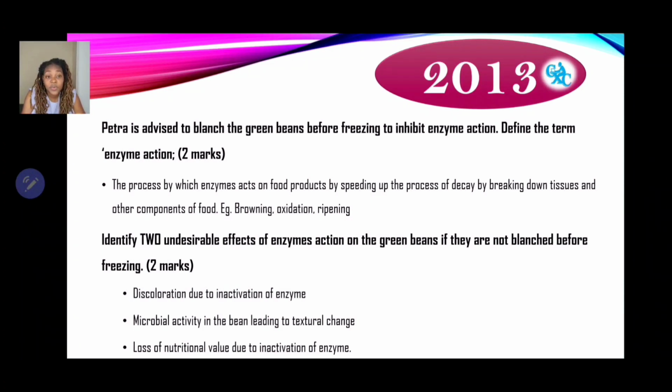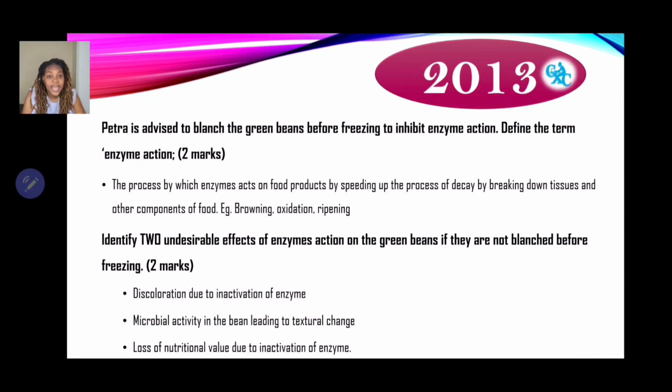It speeds up the process of decay in food, and what it does is to break down the tissues and other components. So as soon as the meat is slaughtered, as soon as the fruit or vegetables are picked from the tree, then the enzymes are activated. And if conditions are not controlled, then the enzymes will continue to break down the food until it deteriorates, right, or decays.